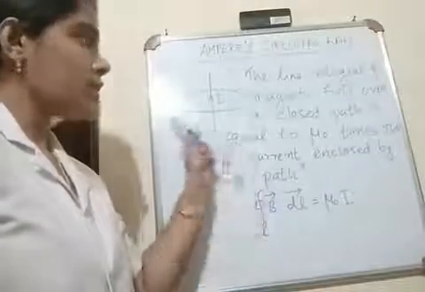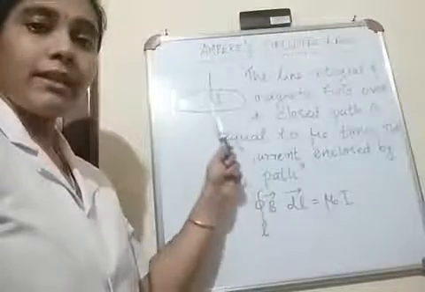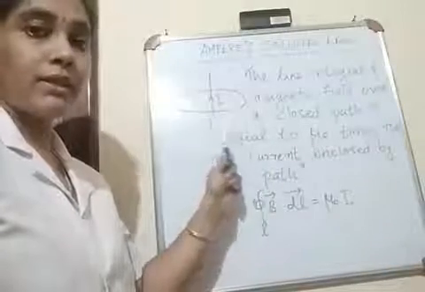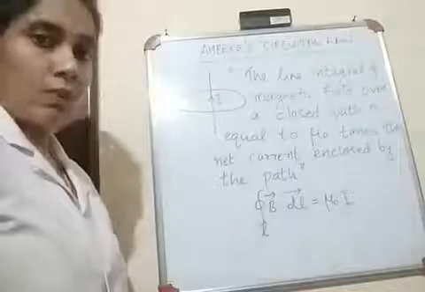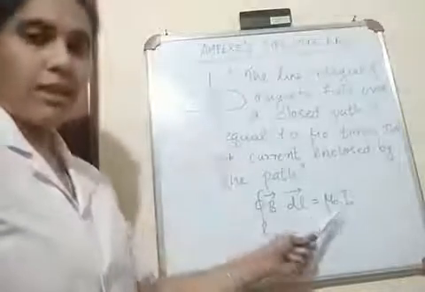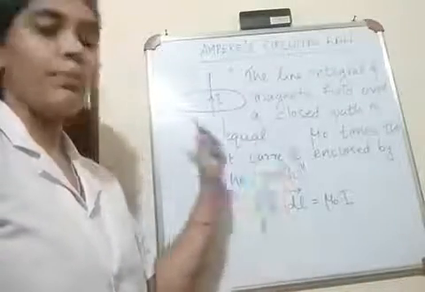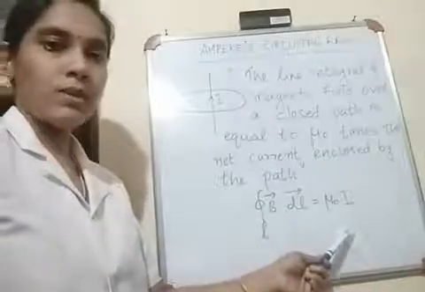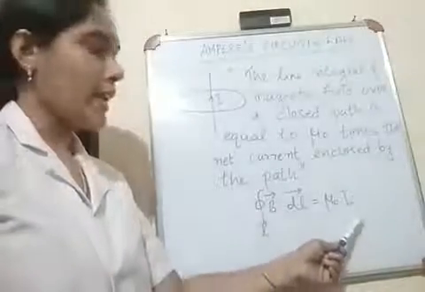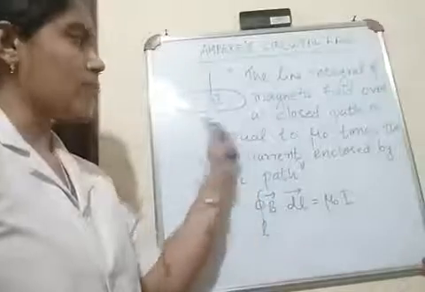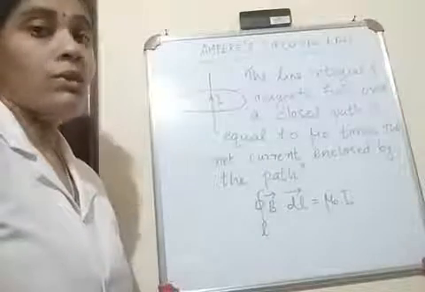So this is a closed path, and the line integral of magnetic field over this closed path is equal to mu0 times the net current enclosed by this path. Mu0 is the permeability of free space and I is the net current enclosed by this closed path.